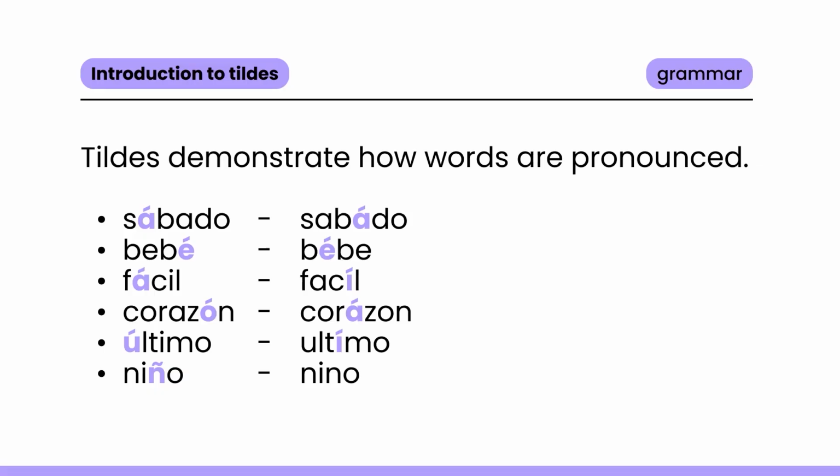But what I really want you to focus on in this lesson is understanding that the use of tildes can have an effect on pronunciation. So depending on where you place the tilde, the accent or the stress in a word differs. So let's look at some examples.